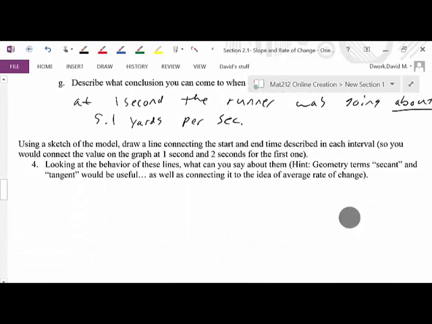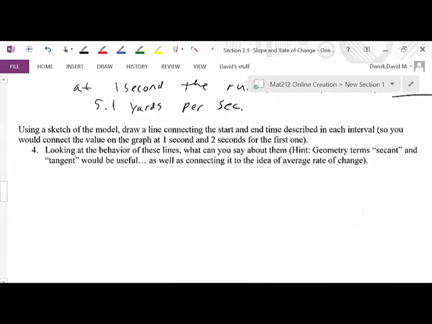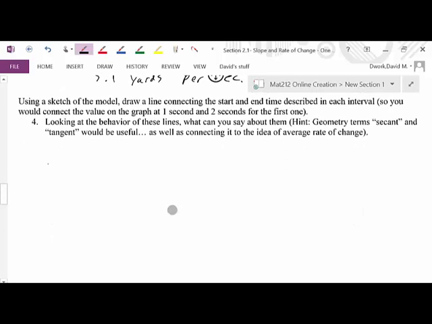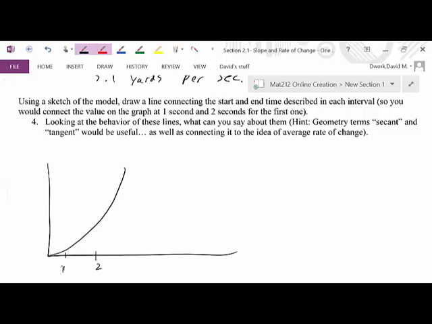Okay. So now, using the sketch of the model from above, so here comes my crude sketch. Think about that being 1 second, that being 2 seconds. What I want you to do is plot the points, and it doesn't have to be perfect, it doesn't even have to be close. The idea here is to think about what's happening. If you were to plot the points and connect the dots, what kind of line is that? I want you to use a little bit of geometry. It's a secant or a tangent line.